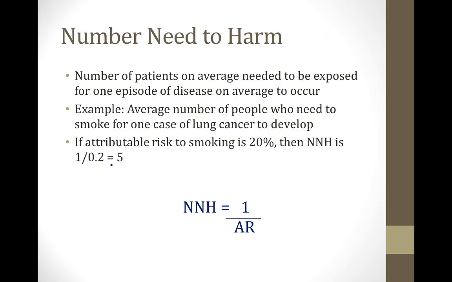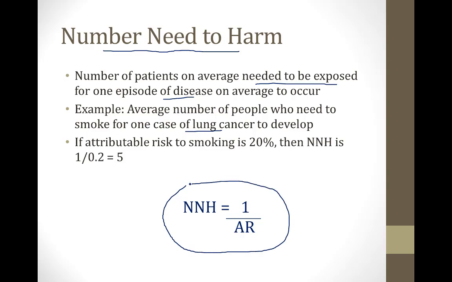Sometimes instead of attributable risk, a different number is reported called the number needed to harm. This number is related to the attributable risk, but it's different. The number needed to harm is the number of patients on average that need to be exposed for one episode of disease to occur. So for example, it's the average number of people who need to smoke for one case of lung cancer to develop. And this is calculated from the attributable risk by the equation shown on the screen here. The number needed to harm is equal to 1 divided by the attributable risk.